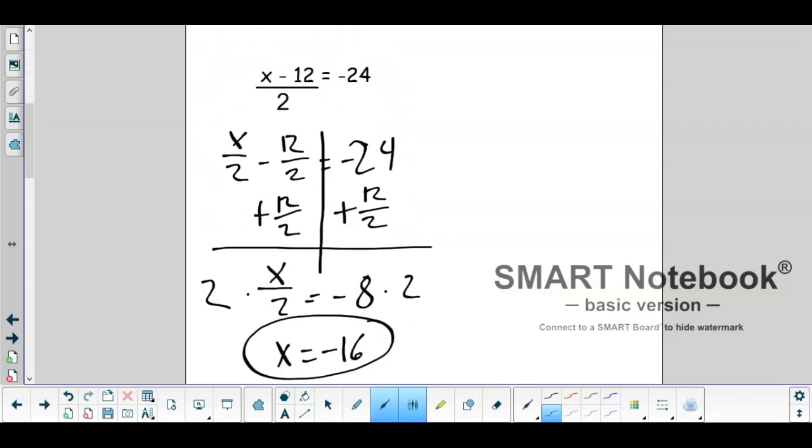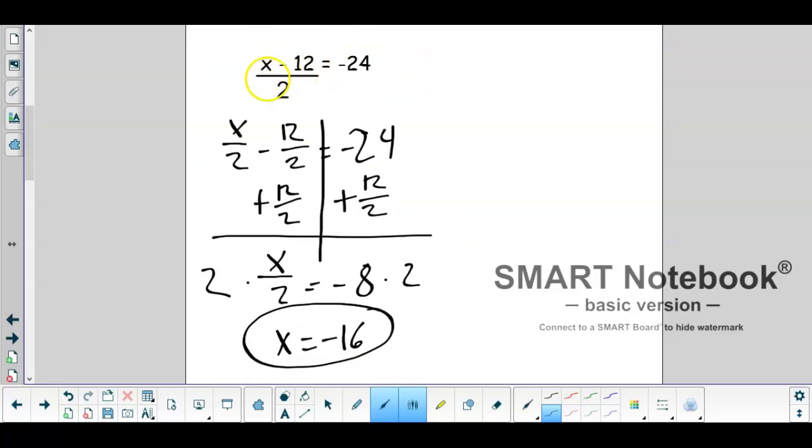Second one here, this was the new type of complex equation. So I had x minus 12 all being divided by 2 is equal to negative 24. So again, all I did was break it apart. I put x divided by 2 minus 12 over 2 is equal to negative 24. The first thing I wanted to do was get rid of my minus 12 over 2 by adding 12 over 2 to each side. Negative 24 plus 12 over 2 is negative 18. Okay, and then I have divided by 2. The opposite of dividing something by 2 would be to multiply by 2. Negative 18 times 2 is negative 36.